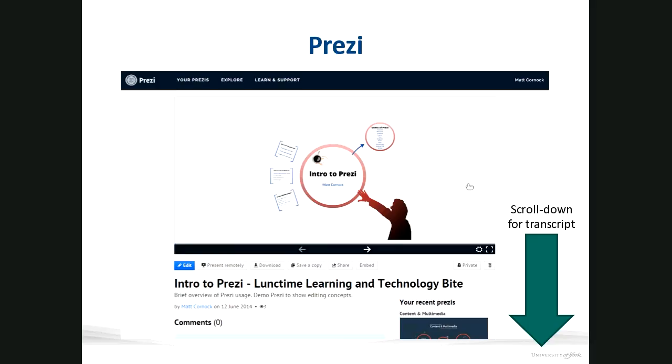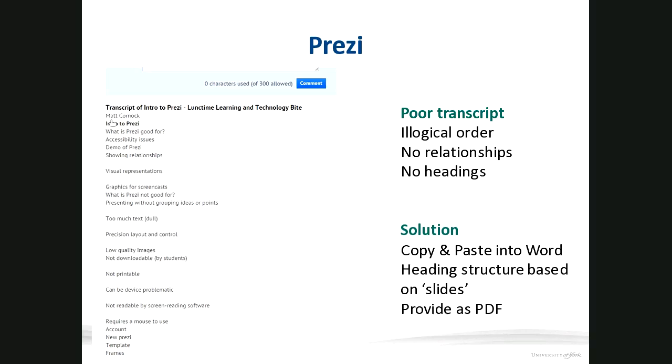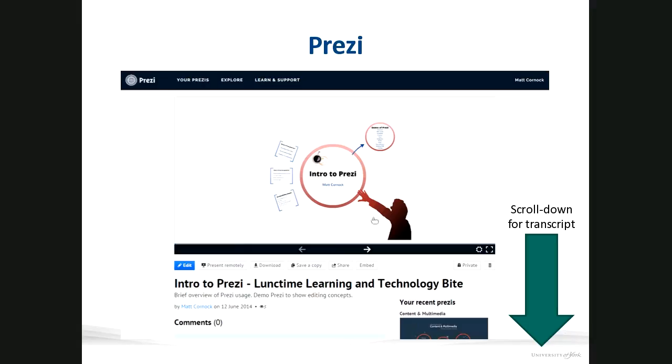After you've published it, scroll down, you'll find a transcript. And this transcript takes all the text out of the Prezi and puts it in a big long list. Unfortunately, the order of this doesn't always match the order of the Prezi itself. But hey, you can't ask for everything.